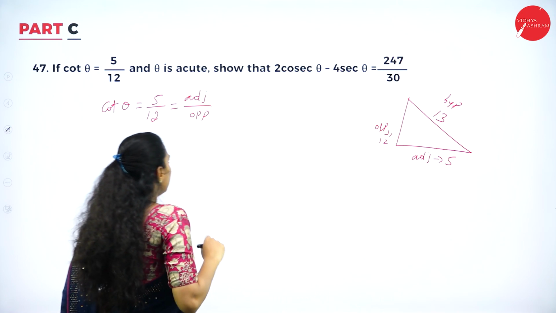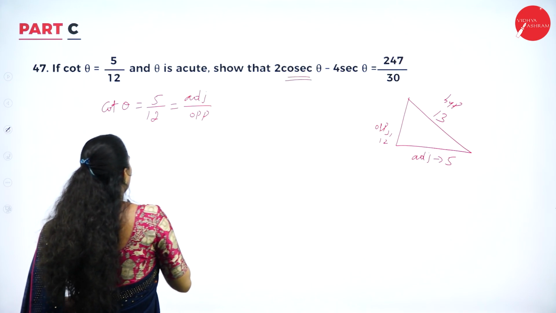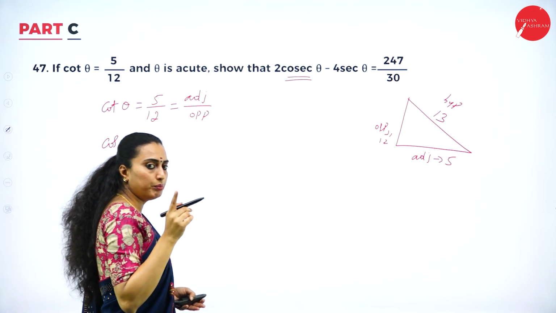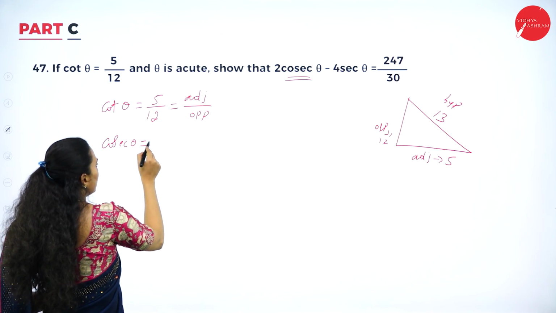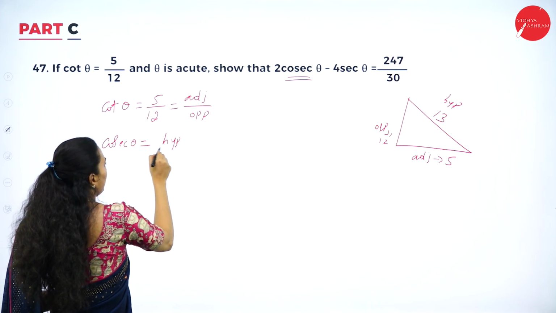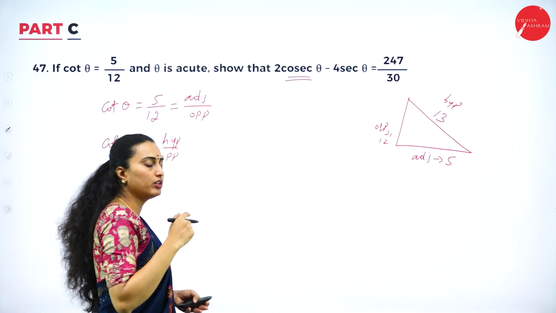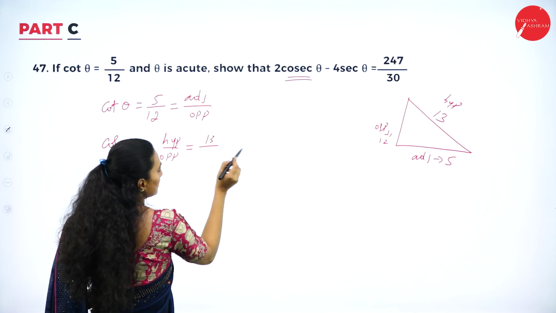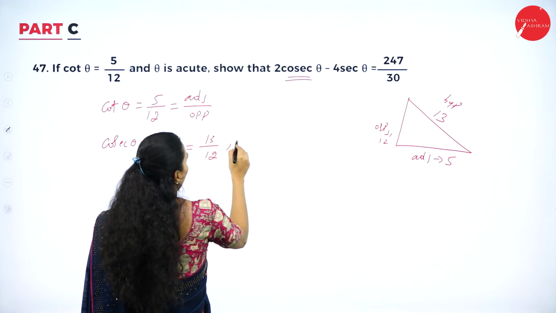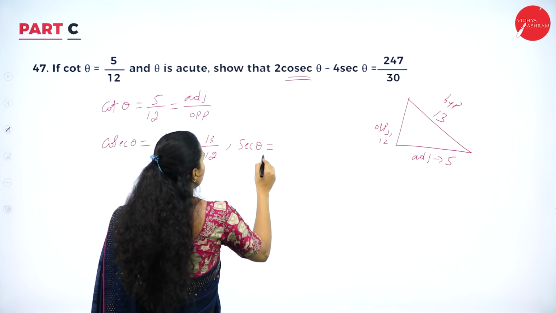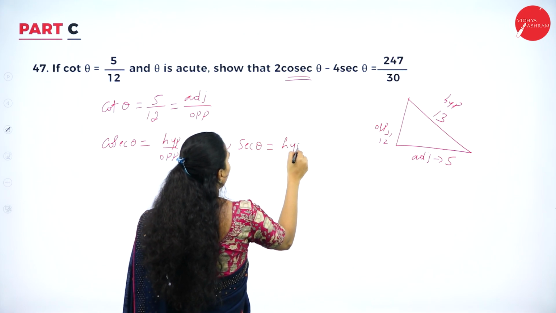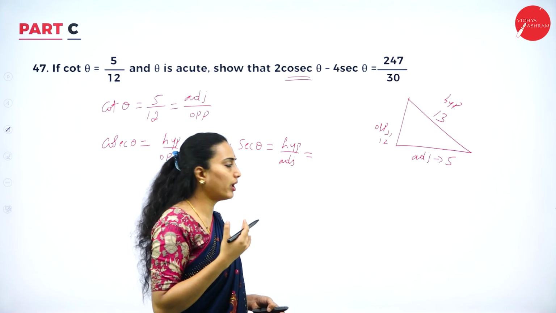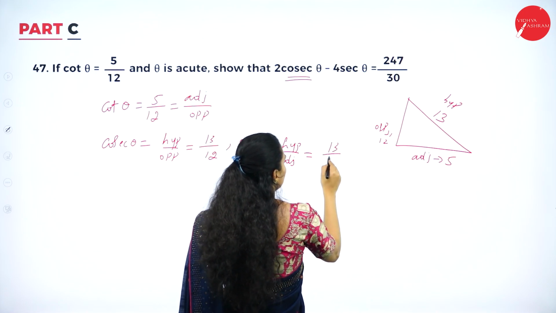Okay. Now they've asked you to find cosecant theta. Cosecant theta is nothing but what? They have asked to show that, so let me first calculate cosecant theta. Cosecant theta is nothing but hypotenuse divided by opposite. Why? Because opposite divided by hypotenuse is sine, and the reciprocal of sine is cosecant. So hypotenuse 13, opposite 12. Similarly, you have secant theta. Secant theta is hypotenuse divided by adjacent, which is the reciprocal of cos, right? So hypotenuse is 13, adjacent is 5.